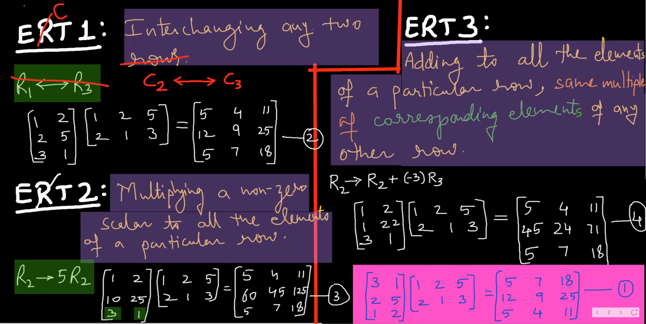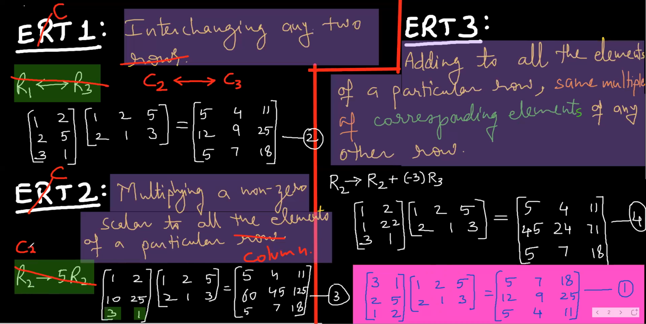Then the second one, once again, this R cancels, and it is C, ECT2. What is it? It will be multiplying a non-zero scalar to all the elements of a particular column. That's the only change. Everywhere you had row in the elementary row transformation, now you will have column in the elementary column transformation. That's it. ERT you applied on the pre-factor matrix, you will apply the column transformation on the post-factor matrix. Okay. So here, suppose I write this is say cancel.